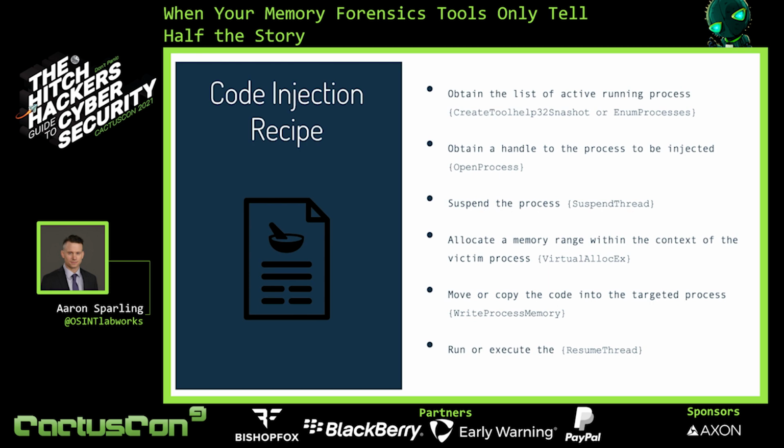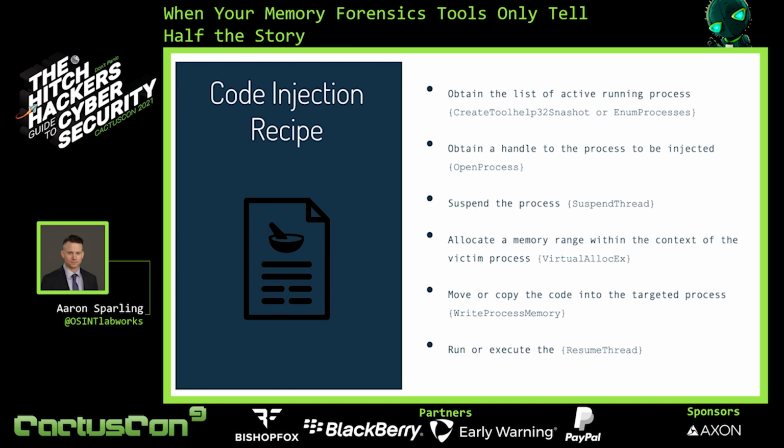So the first thing the malicious code needs to do is obtain a list of the active running processes on the system. It wants to see what's running so it can figure out what it wants to pick on or inject itself into. In this case, we're just going to pick on notepad.exe for this example as we walk through the recipe. So we've isolated notepad.exe.